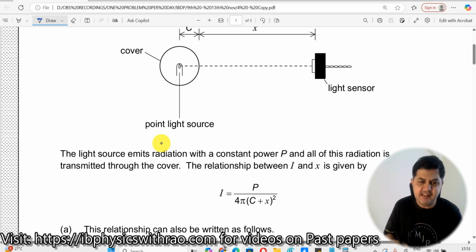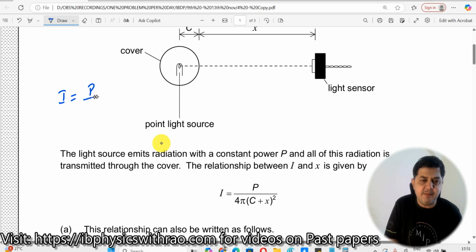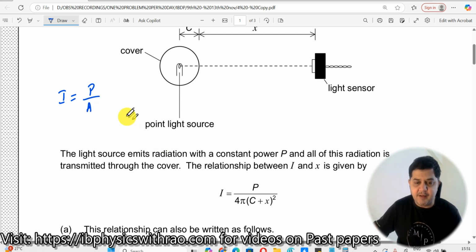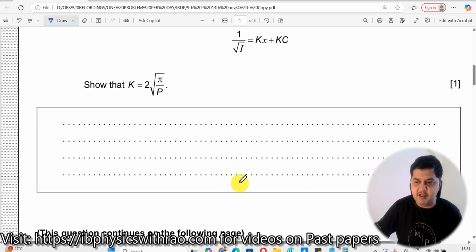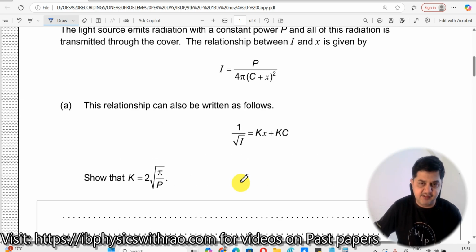This is a simple experiment, where intensity is measured by power divided by surface area, right? The same experiment here. The relation can also be written as follows: 1 by root I is equal to kx plus kc, and show that k is equal to 2 into root of pi by P. So you need to show this one. How many marks? 1 mark. How do you do this?